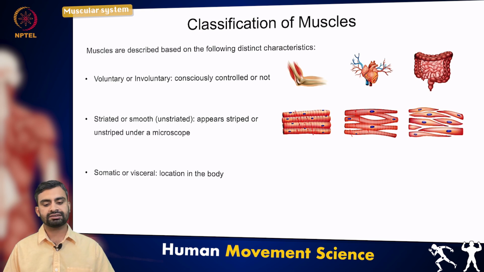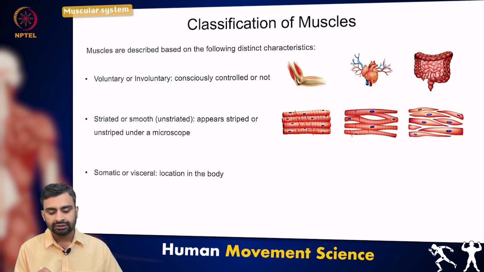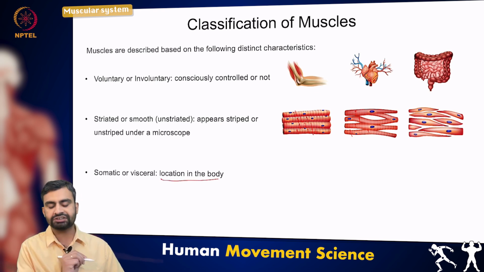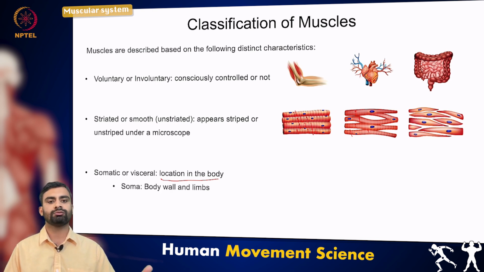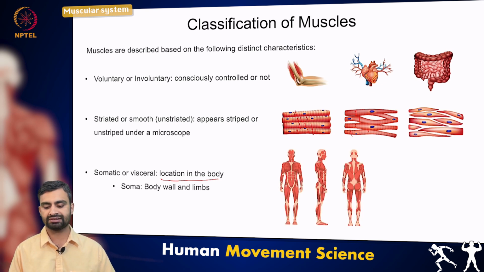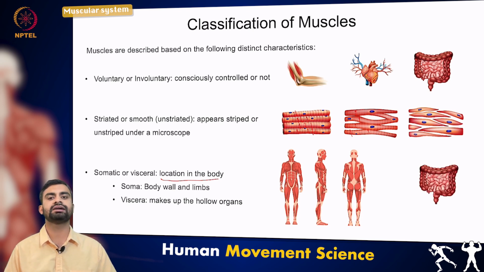So muscles can further be classified into somatic muscles or visceral muscles. This depends upon the location in the body where they are present. For example, somatic muscles are present in the wall of the body or in the different limbs. For example, our skeletal muscles are present in the body walls and the limbs, whereas the visceral muscles make up the hollow organs, for example our digestive tract.